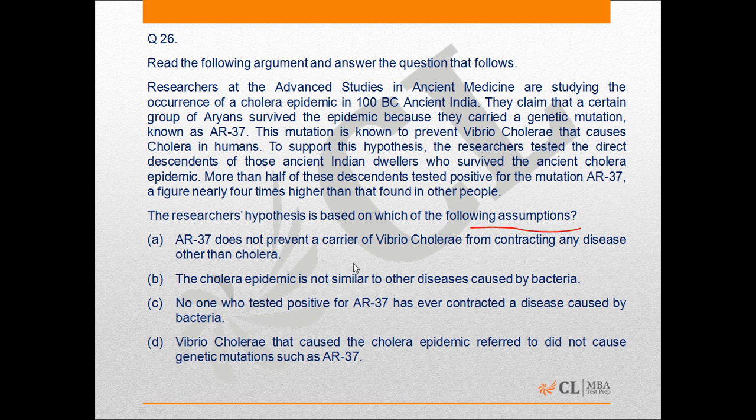AR37 doesn't prevent a carrier of Vibrio cholerae from contracting any disease other than cholera. Well, we're not talking about the effectiveness of this particular mutation. We're talking about the effectiveness of this particular mutation only with relation to cholera. Hence, A is eliminated. For the same reason, we can eliminate B, because it says other diseases caused by bacteria, which makes that option incorrect too.